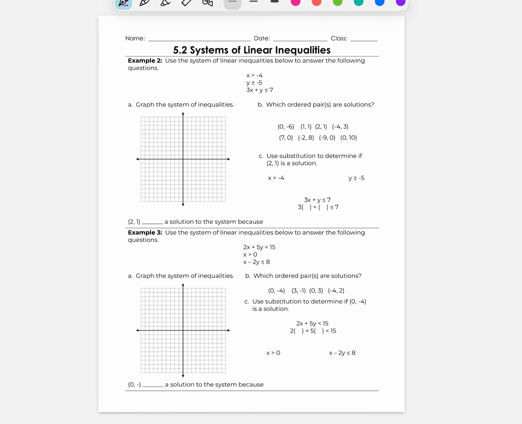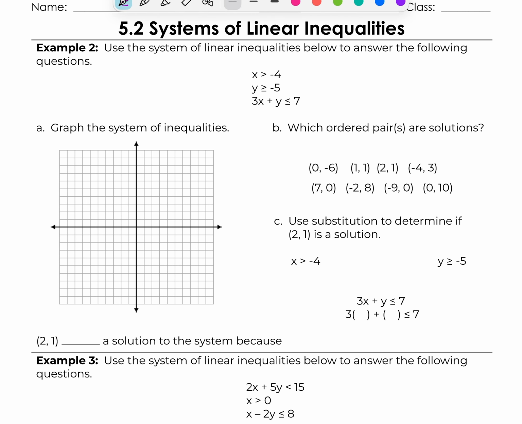All right, let's try again. We've got a system, we've got 3. We've got a vertical line with dashes because there is no underline. x is -4.